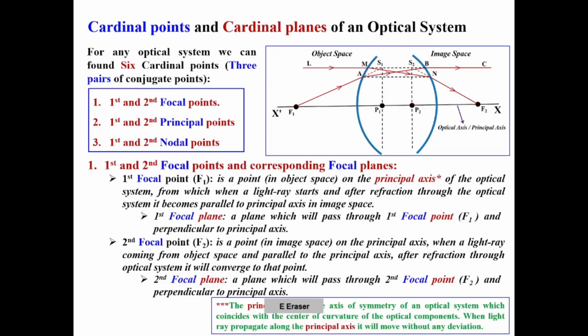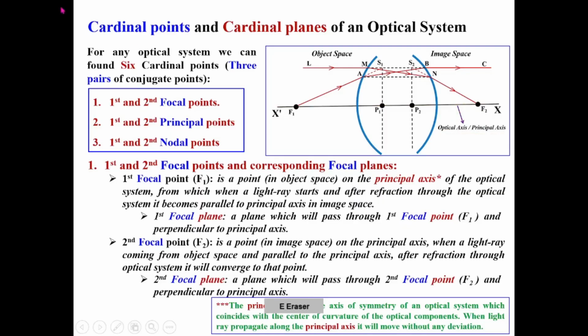And if a light ray passes along this principal axis like this, it will move from object space to image space without any deviation. Without any deviation, it will move like this. This axis is called your principal axis or optical axis.